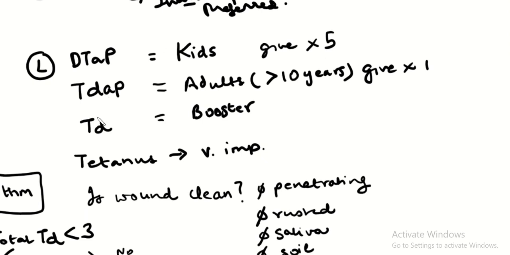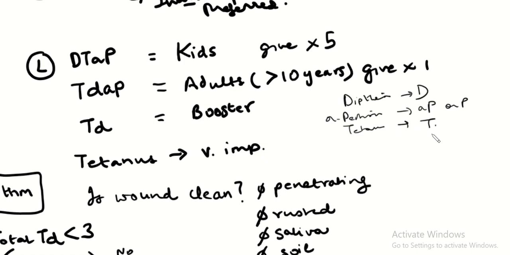Let's talk about a couple of them, which are really important, and spend some more time with them. There's diphtheria, tetanus, antipertussis. So you have diphtheria, so that's the D. You have the pertussis, and then again it's antipertussive, so it's AP or P, right? And then it's tetanus, so that's T. Okay. So again, you have DTaP, Tdap, and TD.